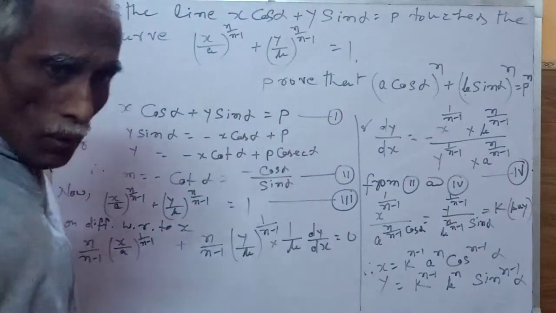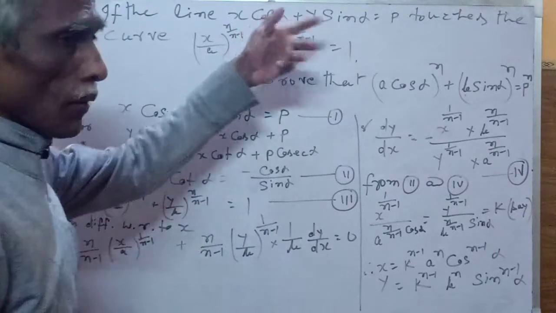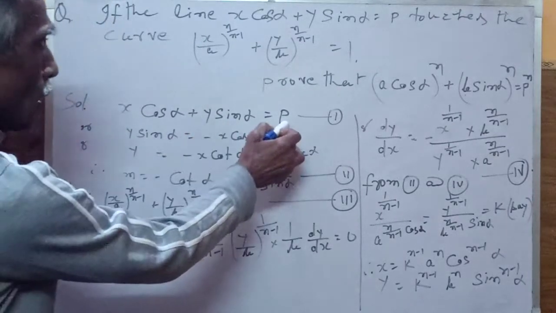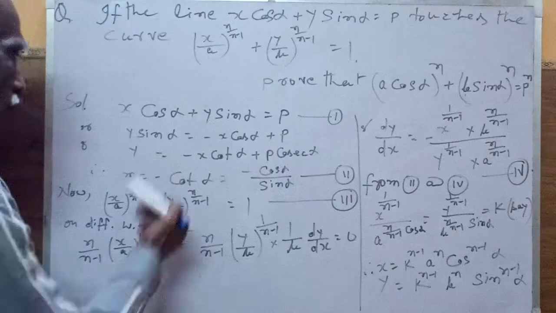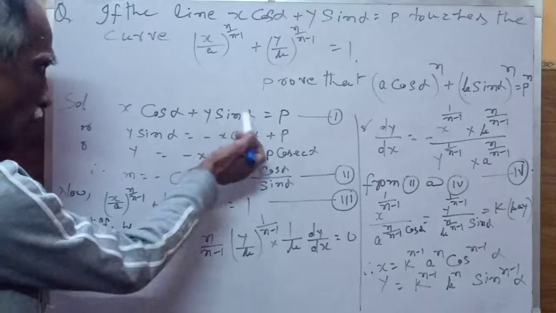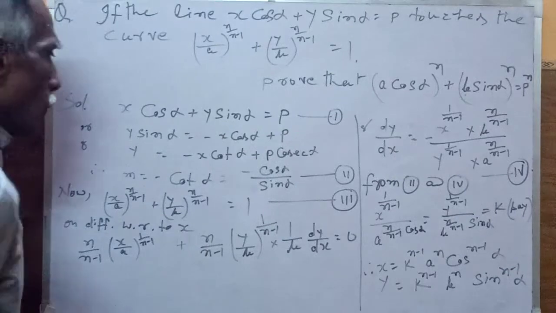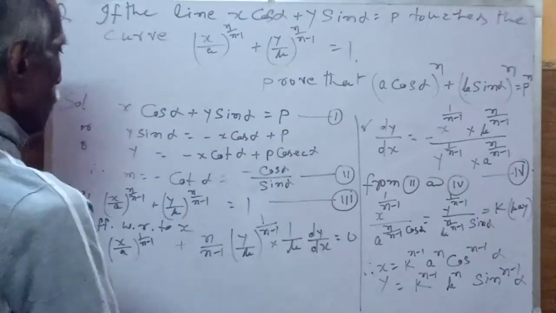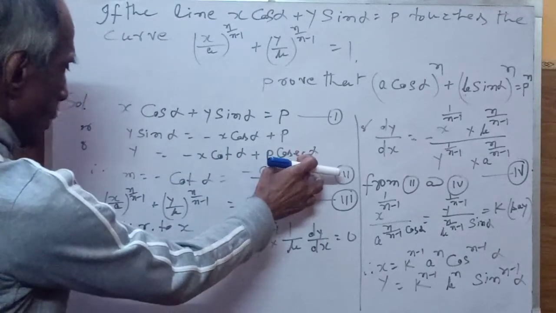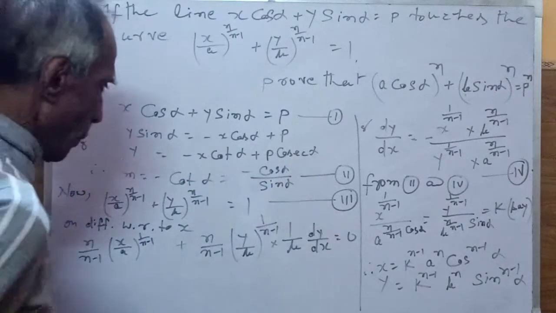For the solution of this sum, first we have to find out the gradient of the given line. x cos alpha plus y sin alpha equal to p. This is the line. We find out the gradient, means the slope. You can write this as y sin alpha is equal to minus x cos alpha plus p. Now divide both sides by sin alpha. You will get y is equal to minus x cot alpha plus p cosec alpha. So the gradient will be minus cot alpha, which can be written as minus cos alpha by sin alpha.